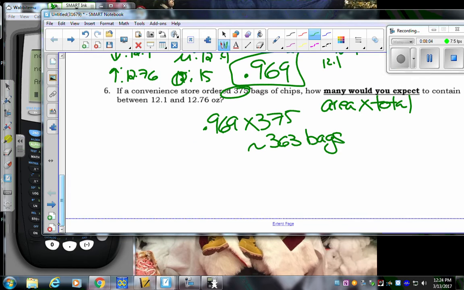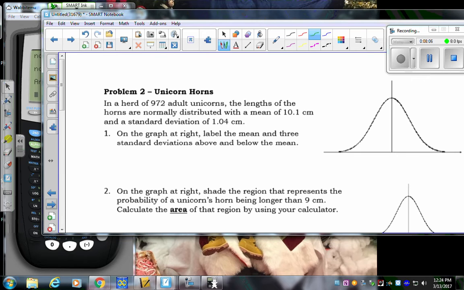All right, let's try one more problem. Unicorns, they do exist. So there's 972 unicorns. We'll probably use that later. The average is 10.1. The standard deviation is 1.04. So I'm going to add that each time I go to the right, and then I will subtract that each time I go to the left. So 9.06, 8.02, and 6.98. All right.